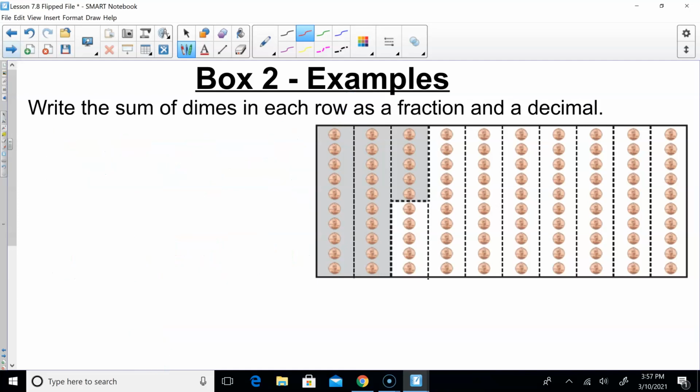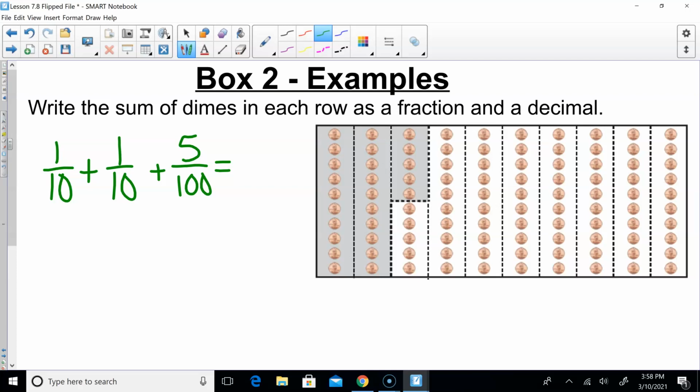Now we're going to jump over to write the sum of dimes in each column as a fraction and a decimal. If we're talking about dimes, we would have 1 over 10 for the first dime, plus 1 over 10 for the next dime. We don't really have a dime in the next one, so we have to go with pennies, and that would be 5 over 100. What does that give us? If we use our decimals first, 1/10 is written as 0.1, plus 1/10 is written as 0.1, plus 5/100ths is written as 0.05.